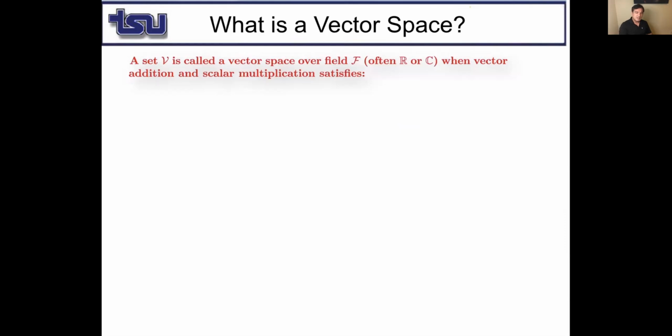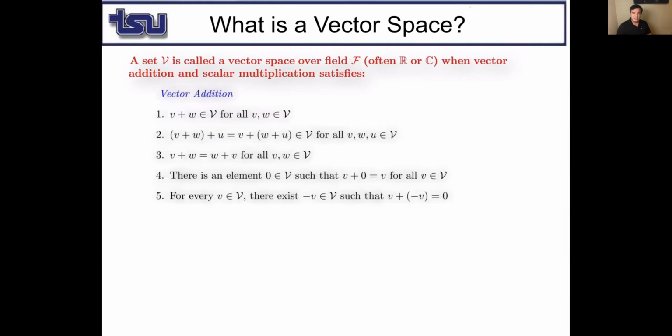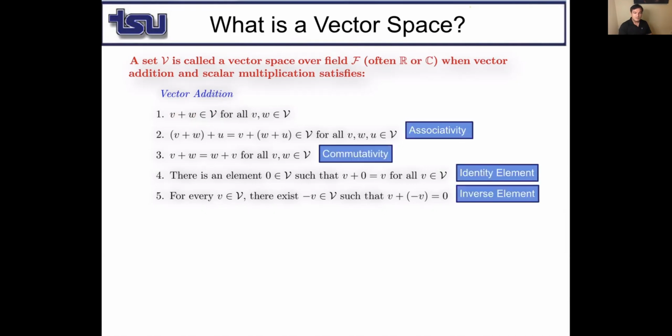So here's the definition. A set V is called a vector space over a field F. It might be, as I said, real numbers or complex numbers, when vector addition and scalar multiplication satisfy those axioms. First, vector addition. If you have two vectors, v and w, in this vector space, or in the set V, then when you add them up, the addition is also where? In the same set. Then we have associativity. If you have three vectors v, w, u in V, you may add them up this way, or you may add them up that way. It will not make a difference. Or we have the commutative property. If you have two vectors v and w in V, whether you add w to v or v to w doesn't matter. They are going to be the same.